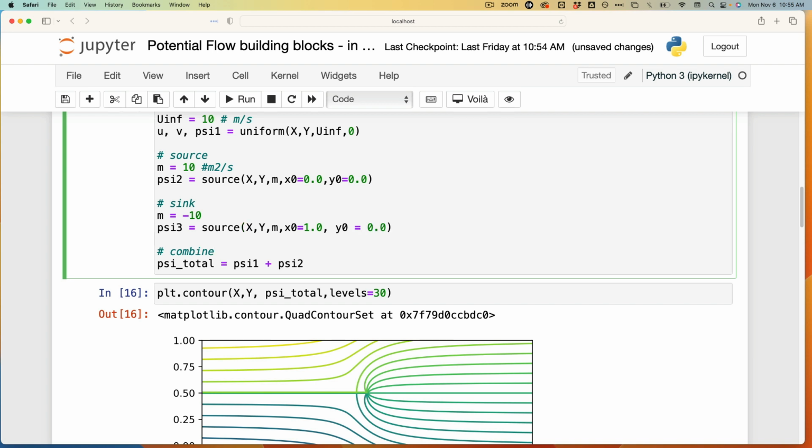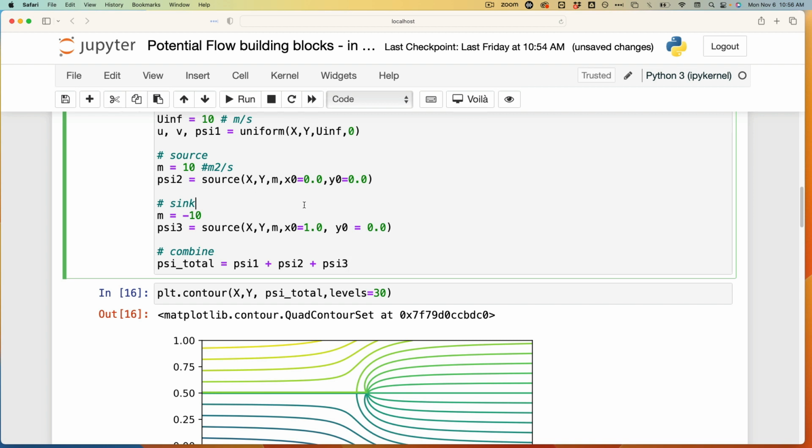Now let's upgrade psi total to add the sink. So now we have a source at 0, 0, and a sink at 1, 0. Never mind, I see that. Mass flow.